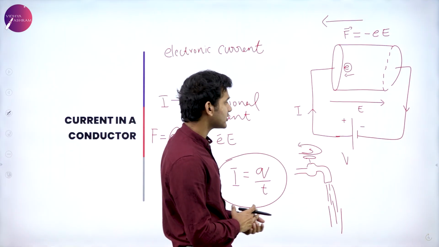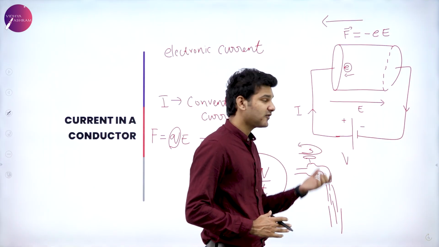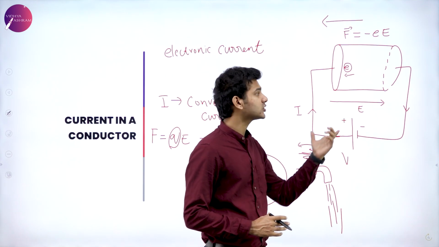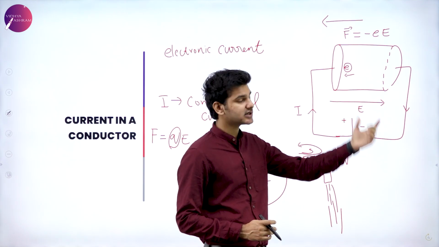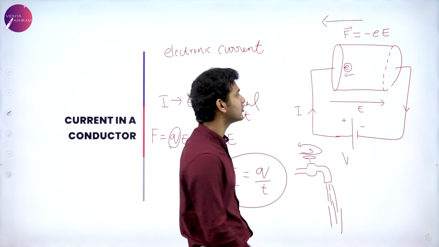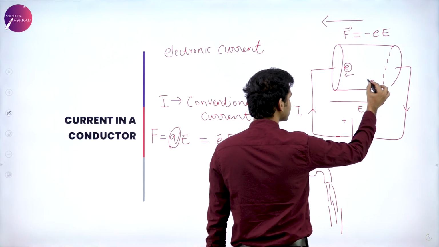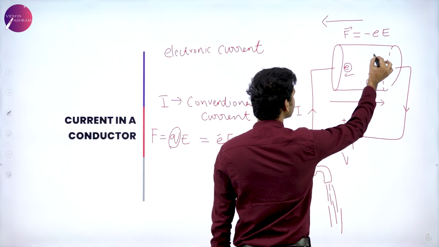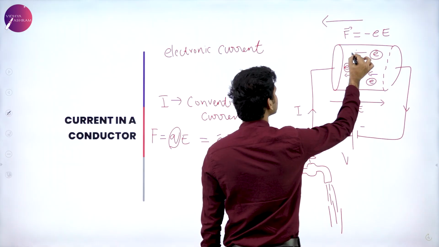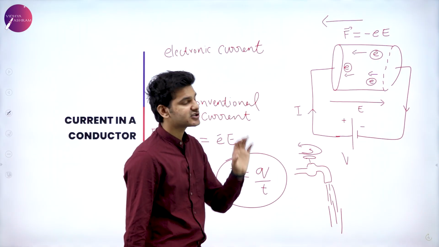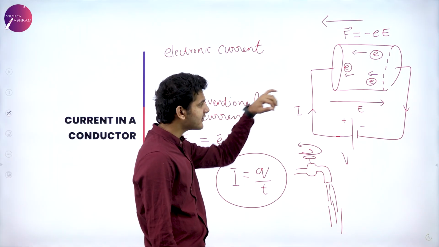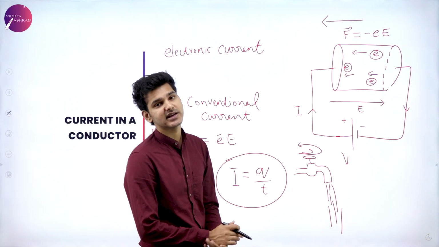So when you switch on, there is a potential difference which develops an electric field, and because of that, electrons inside the conductor experience a force. Wherever the electrons are, they experience a force in the opposite direction of the electric field applied, which pushes them forward, and that flow results in the electric current.